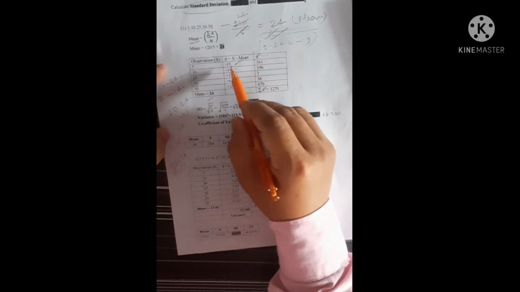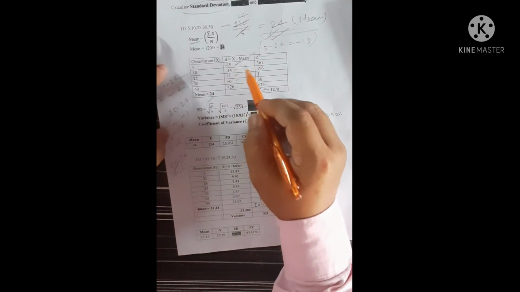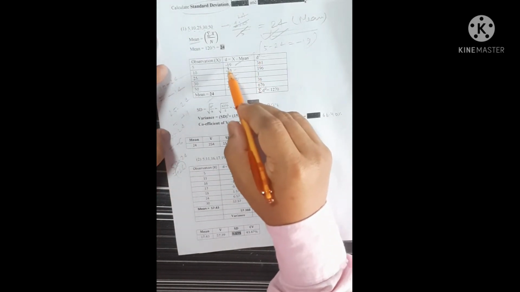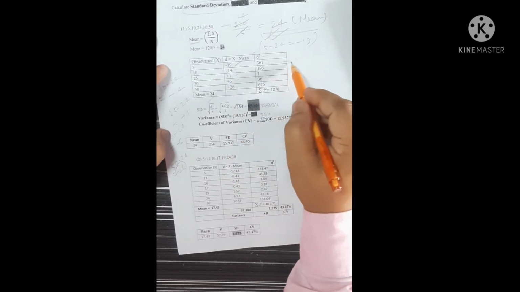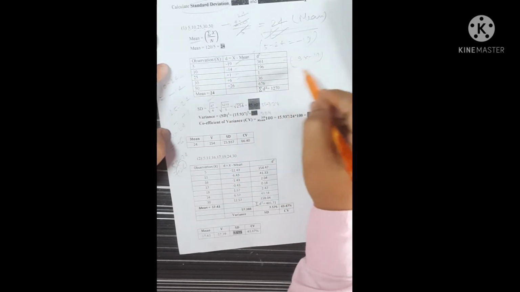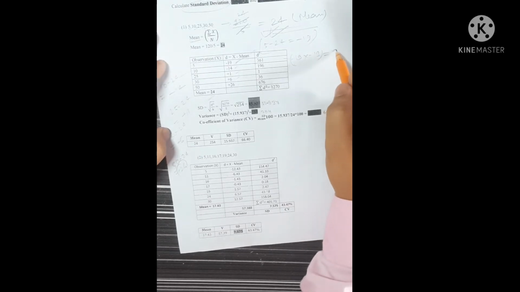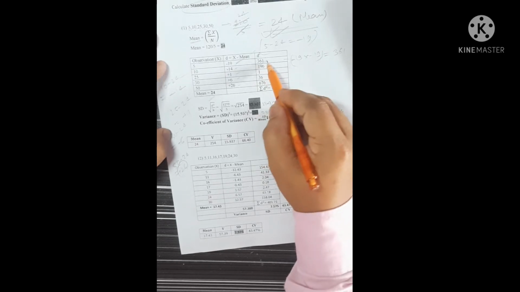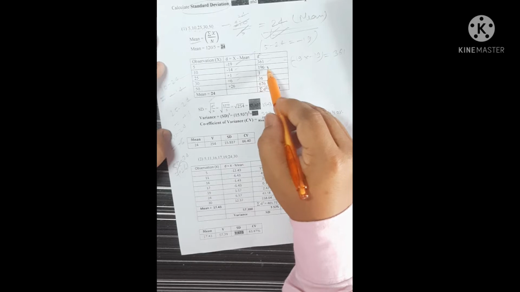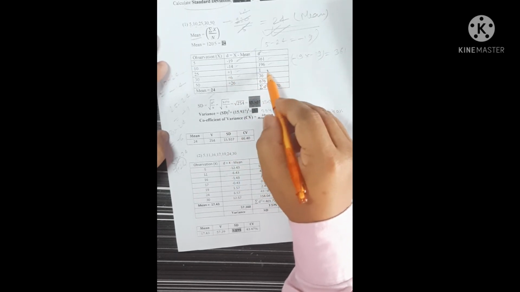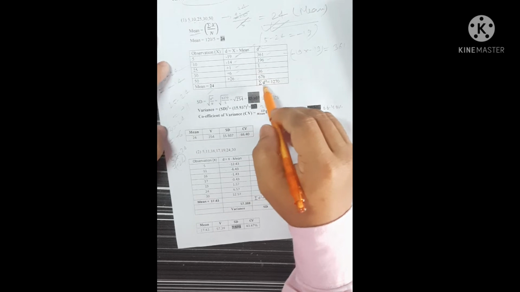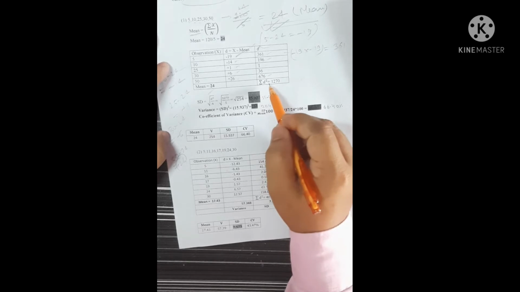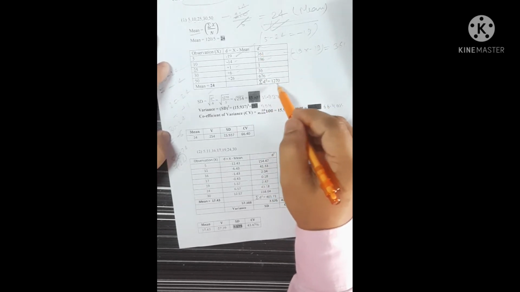Now we have to square this deviation d. So d square: we calculate minus 19 into minus 19. The answer will be 361, because minus into minus gives plus, and 19 into 19 is 361. Like this, minus 14 into minus 14 is 196, plus 1 into plus 1 is 1, plus 6 into plus 6 is 36, plus 26 into plus 26 is 676. The summation of d square, adding all of this, we got 1270.